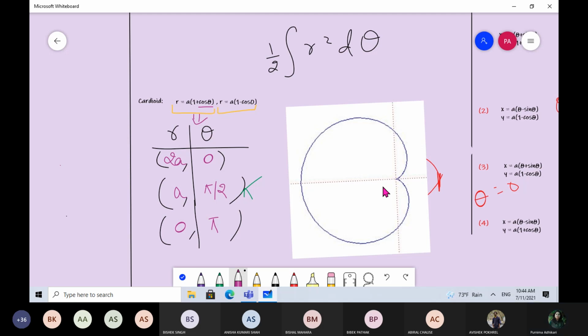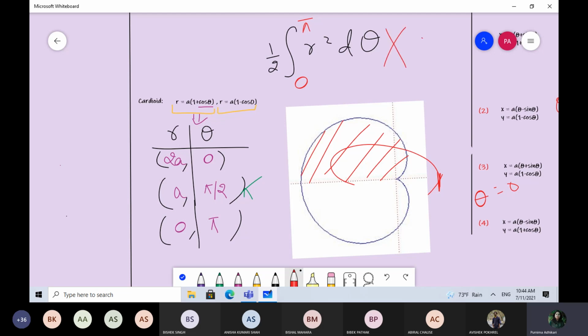0 to pi. Very good, 0 to pi. Okay, and then how much area will you get from 0 to pi? You have to multiply by 2, ma'am. Yes, of course. For the total area of the cardioid, you have to multiply by 2, because from 0 to pi, you will get half of the cardioid, the upper portion.